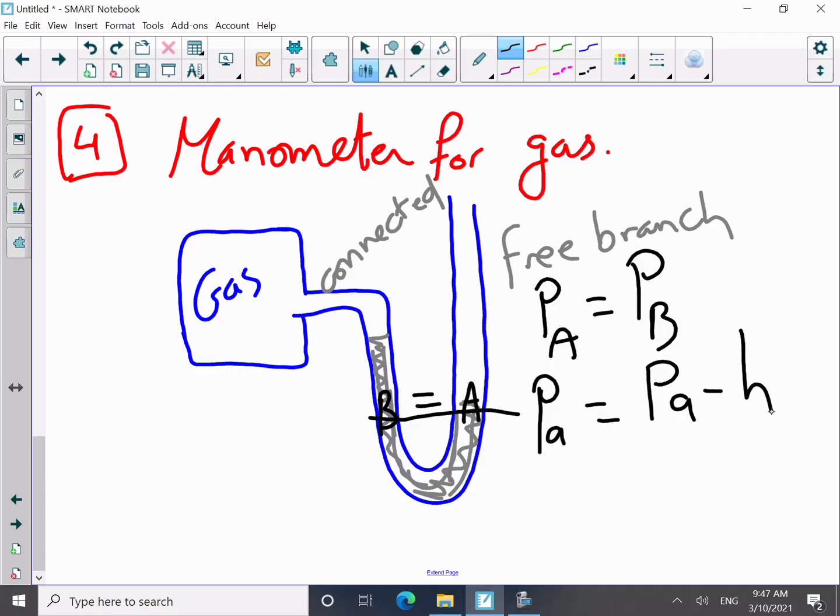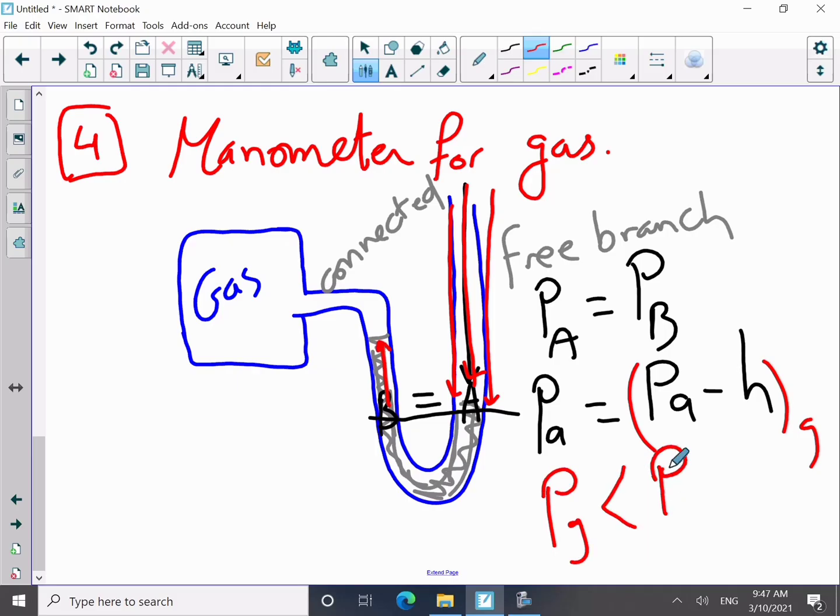How to be? Look at the atmospheric air pressure. It is stronger than the pressure inside the gas. So the gas can be compressed under the influence of the atmospheric air pressure. So the pressure of the gas will be less than the atmospheric air pressure.